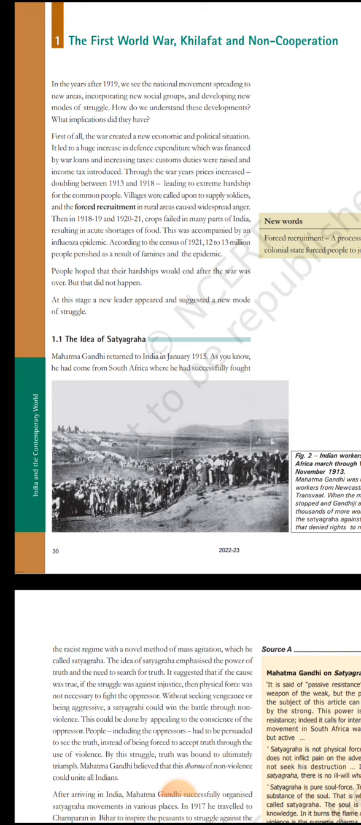So satyagraha was a novel method of mass agitation. The idea of satyagraha emphasized the power of truth and the need to search for truth. It suggested that if the cause was true, if the struggle was against injustice, then physical force was not necessary to fight the oppression.